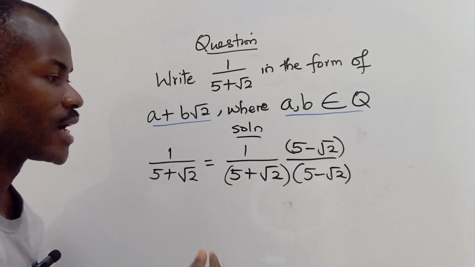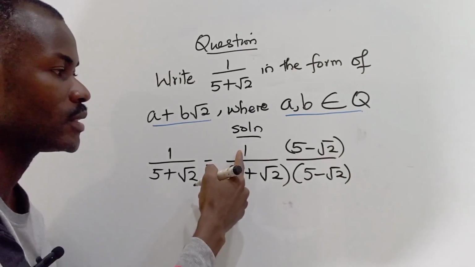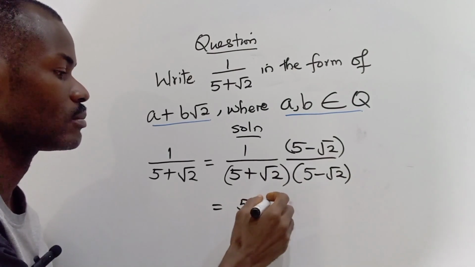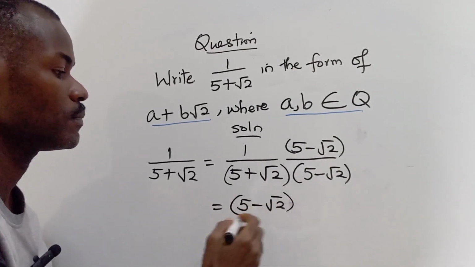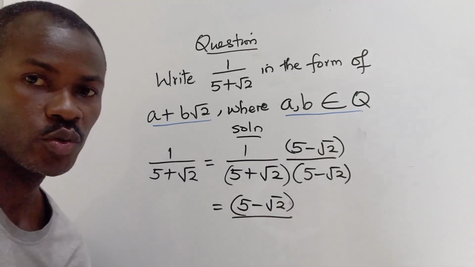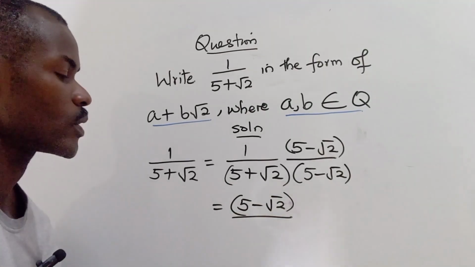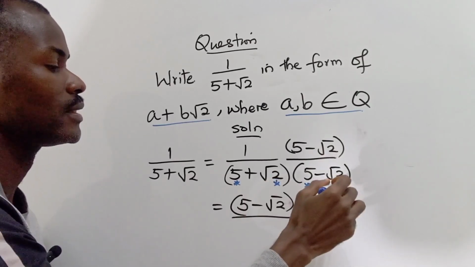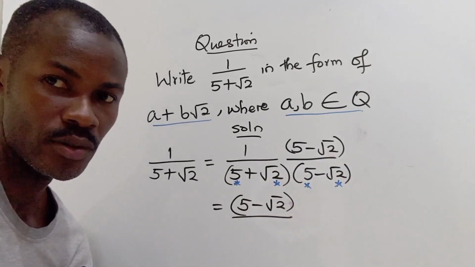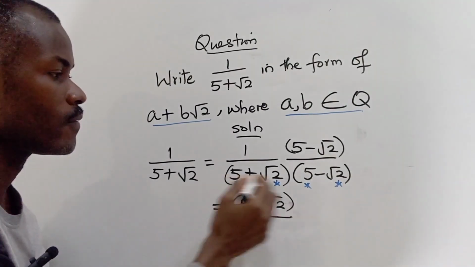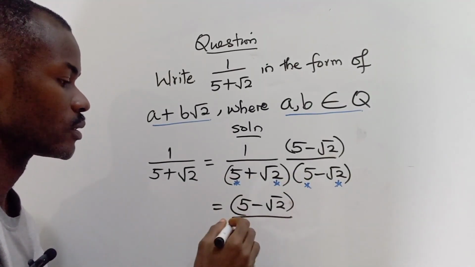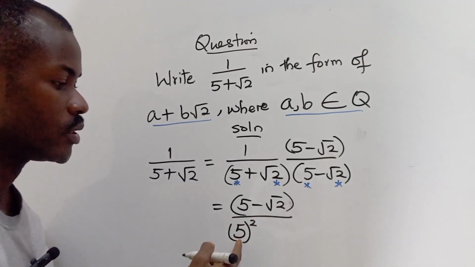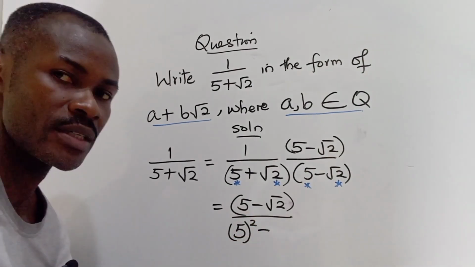So from this, we can now multiply further. Now 1 times 5 is still 5. And 1 times minus root 2 is still minus root 2. Now for the denominator, we are going to use the difference of two squares. So this is multiplying this, and this is multiplying this. Then we have to put the minus in between them. So 5 times 5 means 5 squared. So that is why we say difference of two squares. So this squared minus this squared.